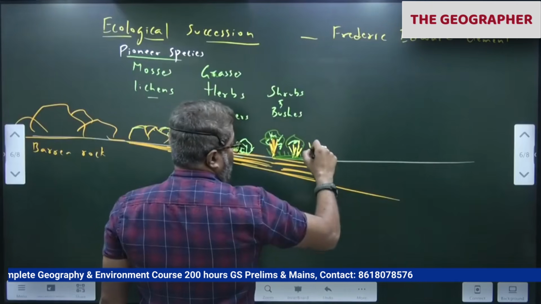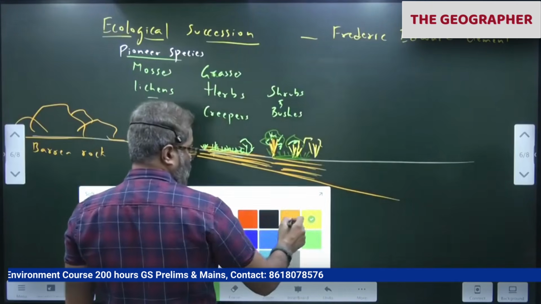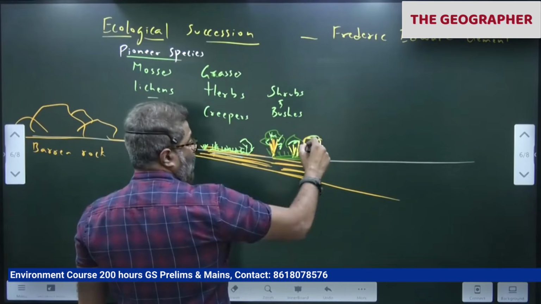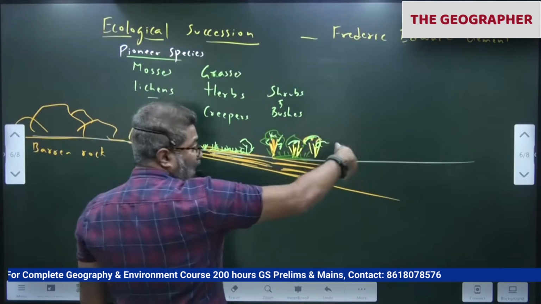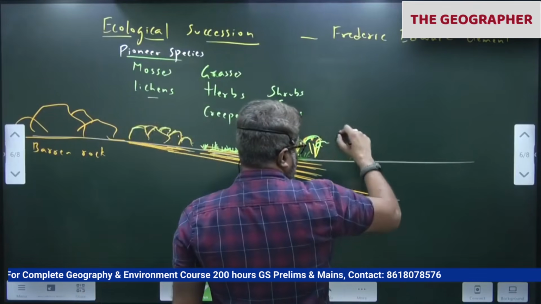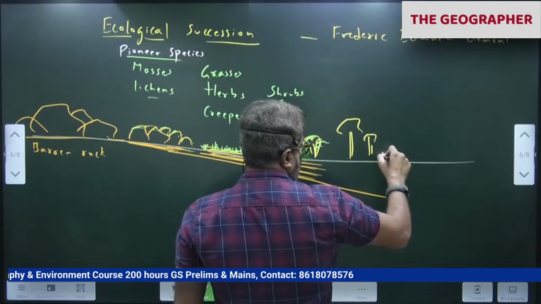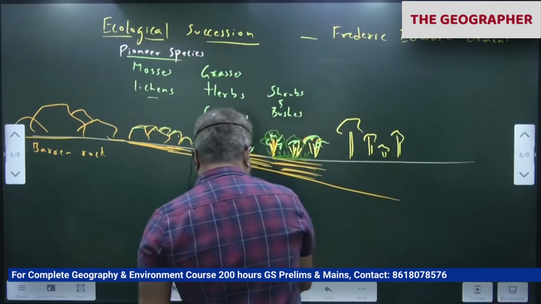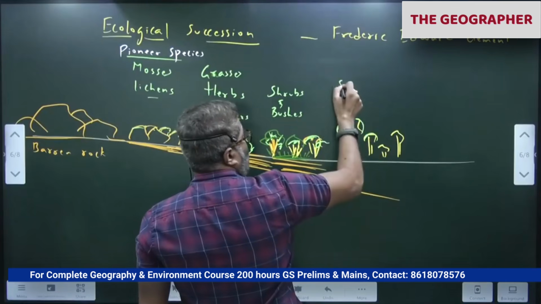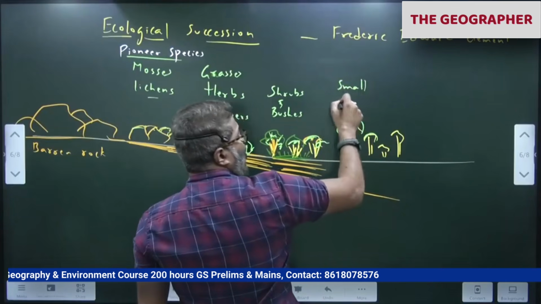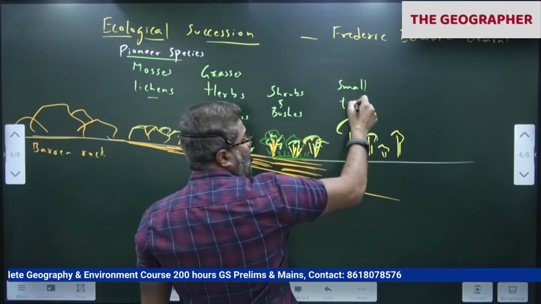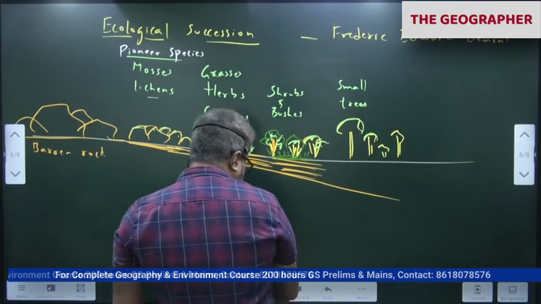Here, you can see thorny plants and all will be there. Slowly what happens? Trees will grow now. Woody plants will take over. Slowly the tree starts growing here. Small trees. What is happening now? One set of species are replacing the older. Small trees. Then gradually what happens?